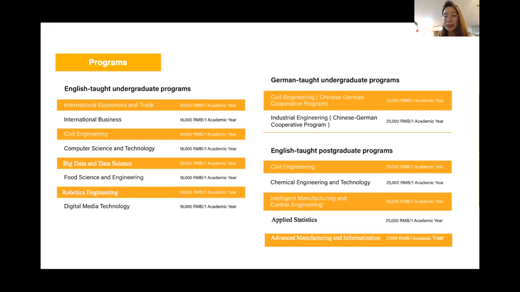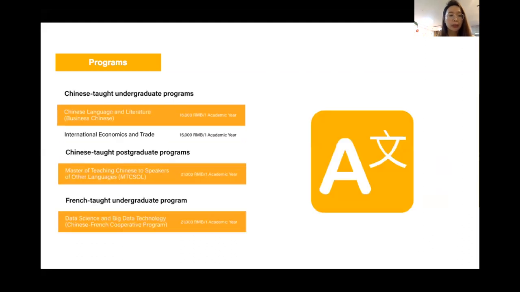And besides the English taught ones, we also have the Chinese taught ones. For bachelor, we have two, namely the Chinese language and literature and the international economics and trade. For the postgraduate program, we taught in Chinese. We have the master of teaching Chinese to speakers of other languages.